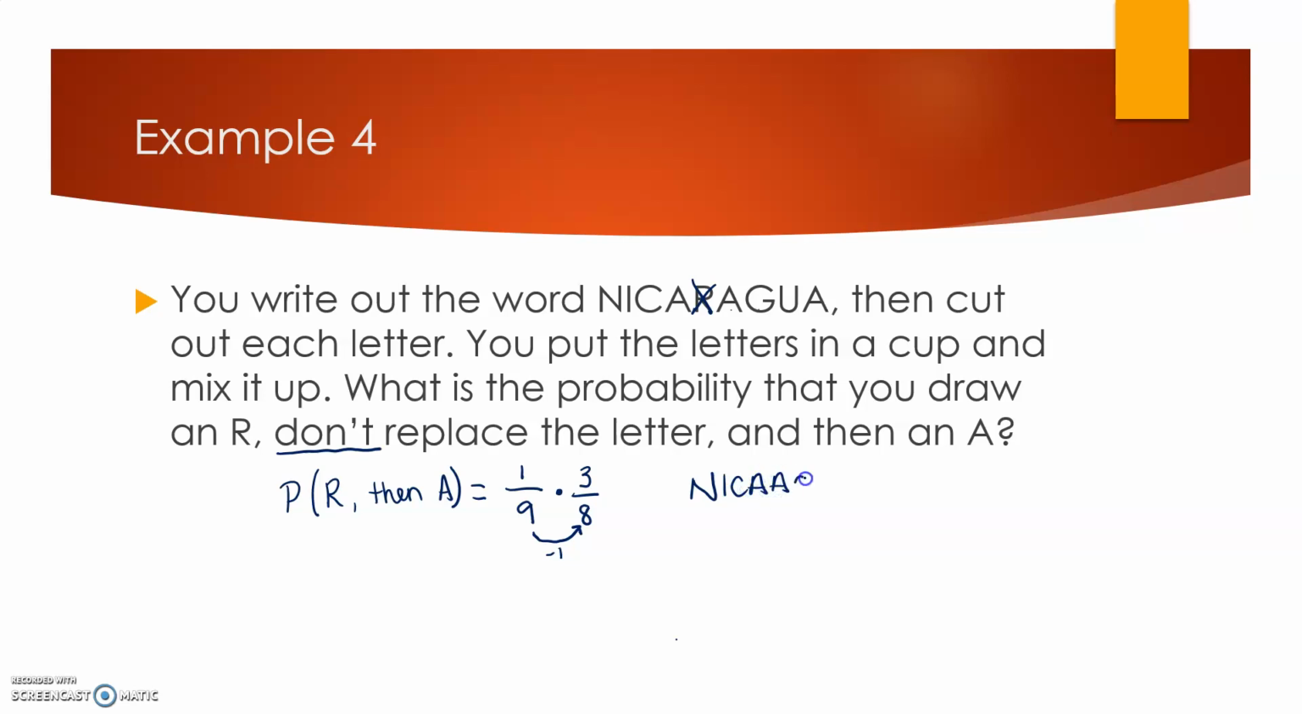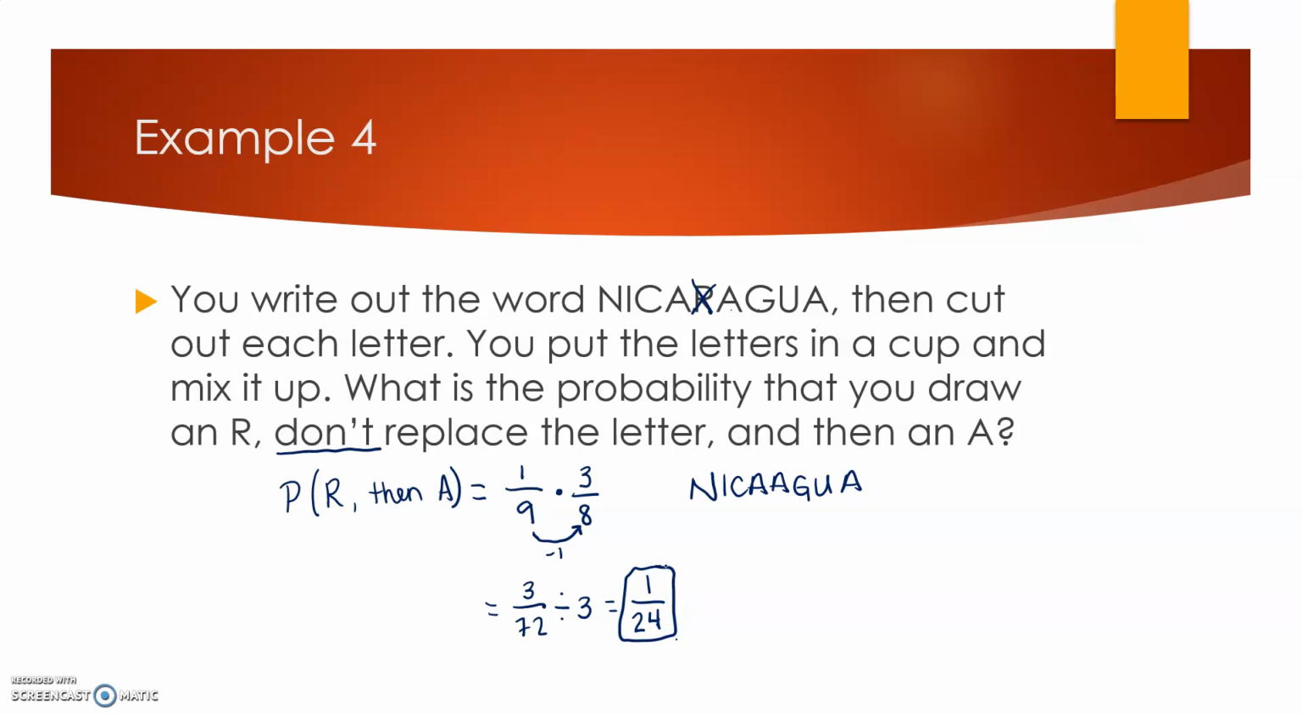Aren't you glad there's an A in the country name? That looks a little weird. There are 8 letters, and 3 of them are A's. So we're going to multiply these together. We get 3 out of 72. Well, I can actually simplify this one. I can divide them both by 3. So we're going to get 1 over 24. So that can be our final answer.